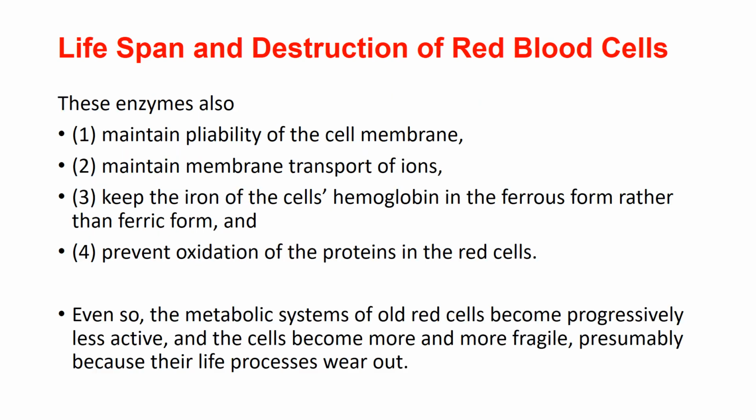These enzymes also, 1. maintain pliability of the cell membrane, 2. maintain membrane transport of ions, 3. keep the iron of the cell's hemoglobin in the ferrous form rather than ferric form, and 4. prevent oxidation of the proteins in the red cells. Even so, the metabolic systems of old red cells become progressively less active, and the cells become more and more fragile, presumably because their life processes wear out.